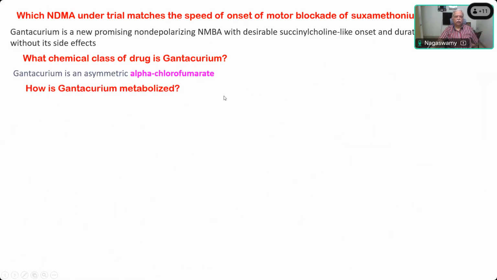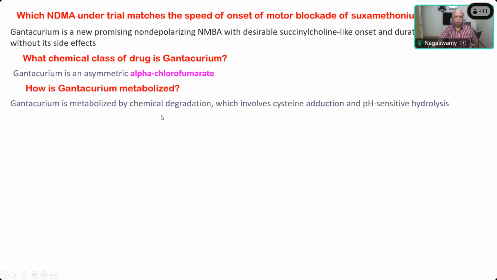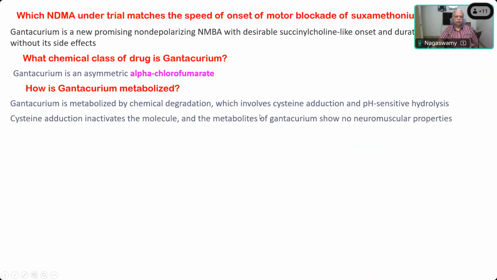And how is Gantacurium metabolized? It is by chemical degradation, same like your Hofmann elimination, and also by cysteine adduction. This is the unique property of that. You add a compound called cysteine and it will get metabolized. Cysteine adduction inactivates the molecule, and the metabolite of gantacurium shows no new molecular properties.